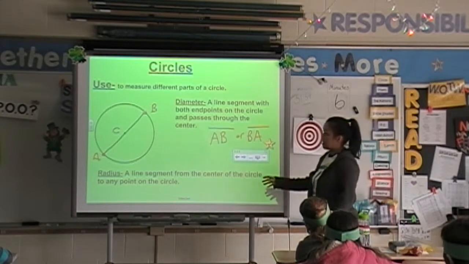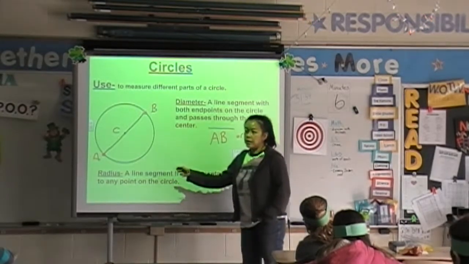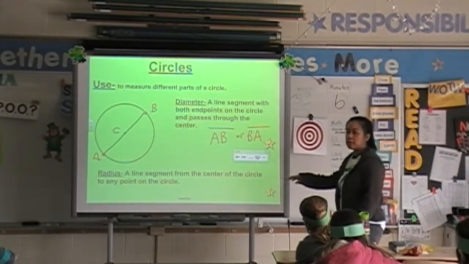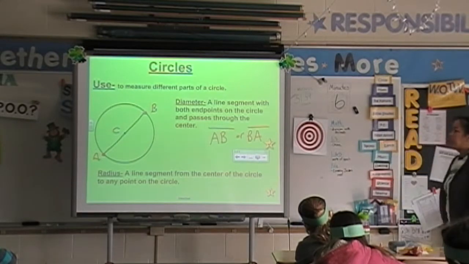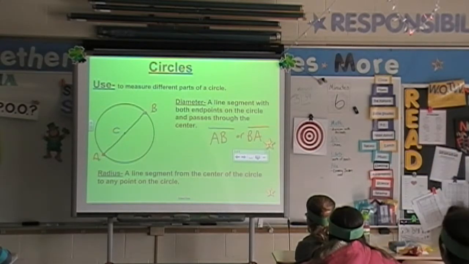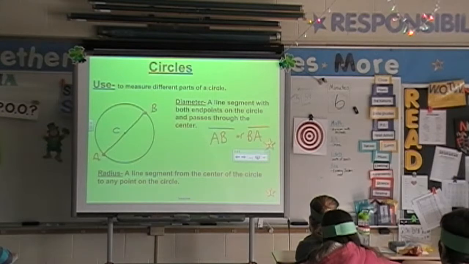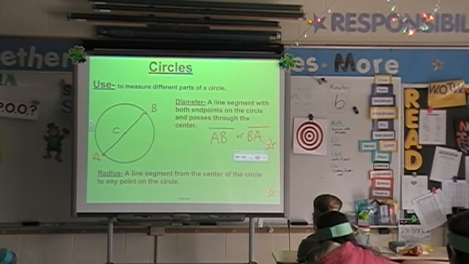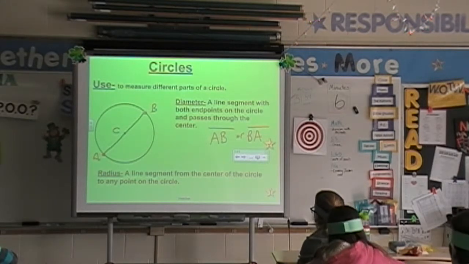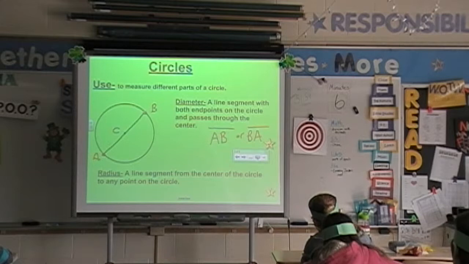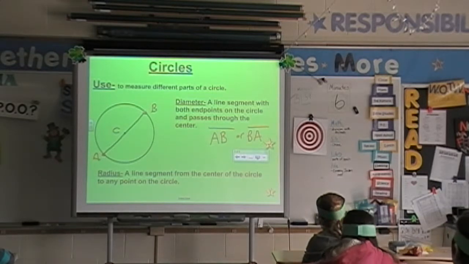Okay, so now we need to get to another part of the circle, and that's a radius. Will someone tell me what a radius is? Hannah: a line segment from the center of the circle to any point on the circle. Okay, Hannah, would you like to come up here and draw a radius? Now I just gave it 2 points. I just named it AB. The points can be any letters.